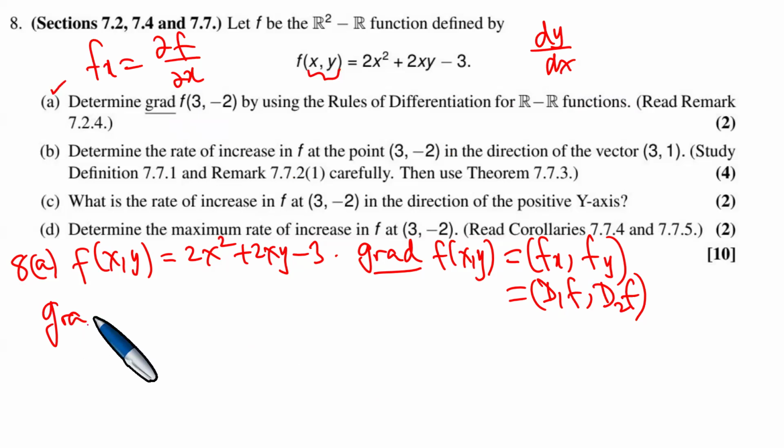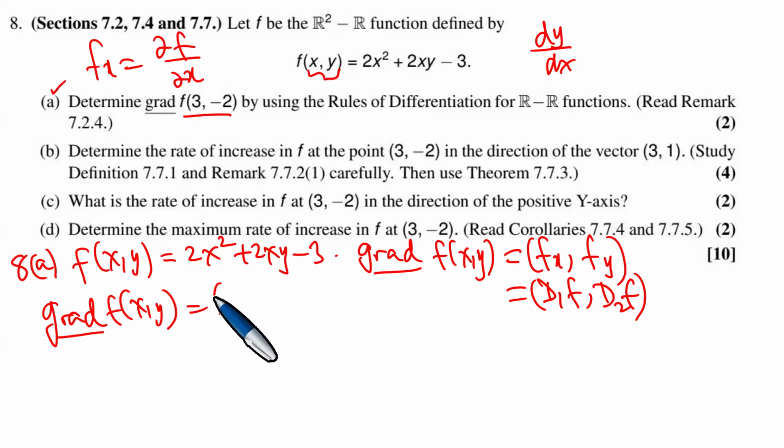Okay, so let's just do this. We're interested in the gradient of the function. Obviously they asked us at 3 and minus 2, but we're going to first find the derivative and then substitute the values of x and y. So what is the derivative of this function with respect to x? 2x squared with respect to x gives us exactly 4x. Now the 2xy with respect to x, the derivative of the x is 1, and that gives us 2y. The derivative of minus 3 is 0.